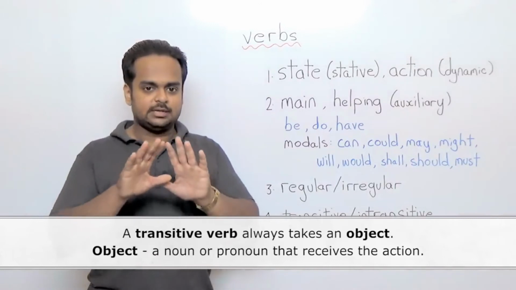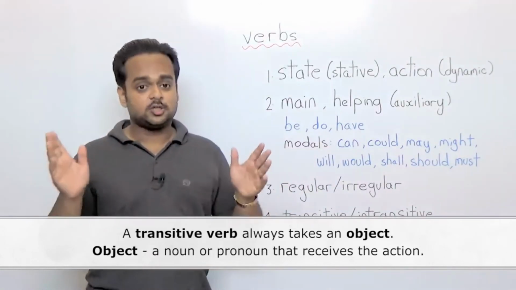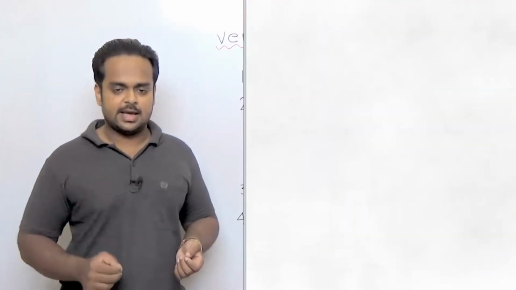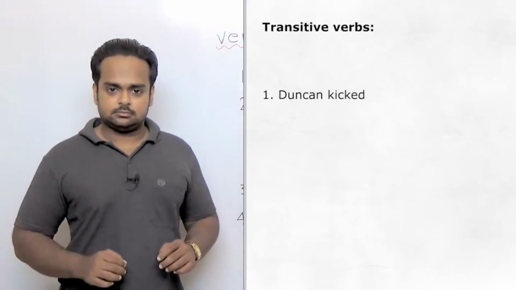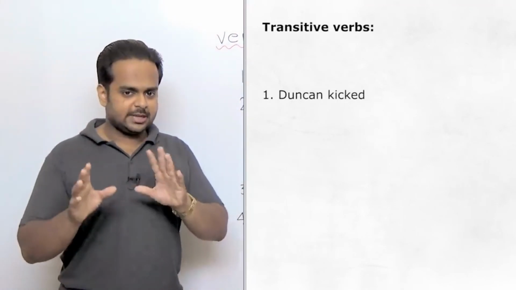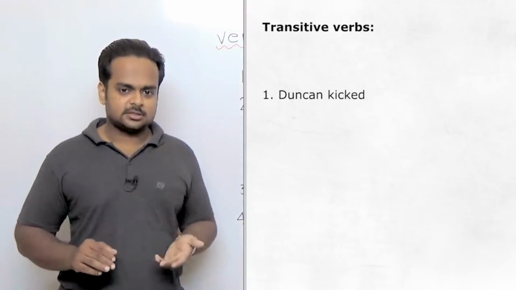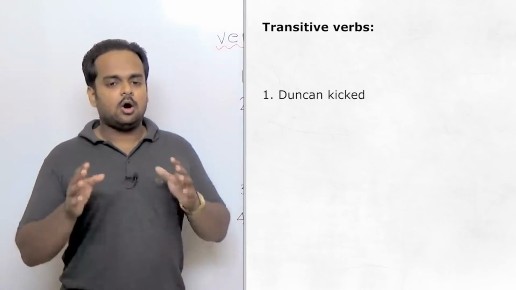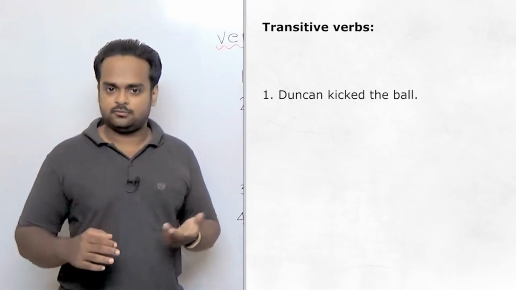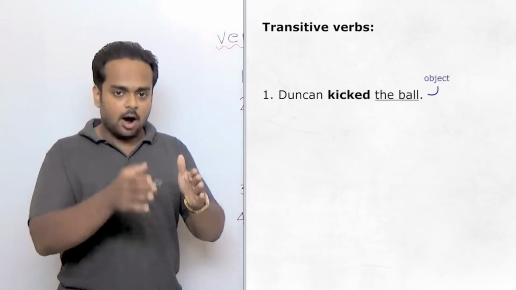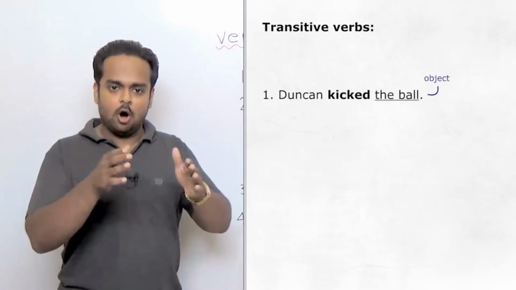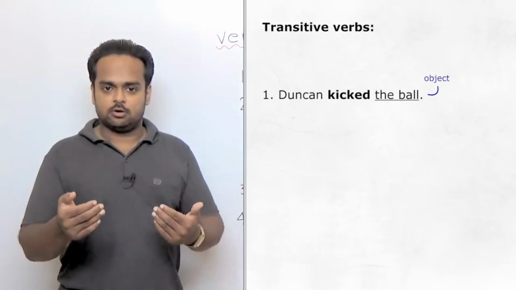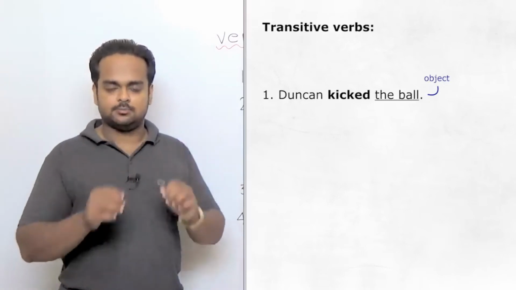Okay, I know you might be feeling really confused now. What does all this mean? So I'll show you a couple of examples to help you understand this concept. Now, if I said, "Duncan kicked," does that sound a little wrong? Because you might ask me, "Duncan kicked what?" And I would have to say something like, "Oh, sorry, Duncan kicked the ball," for example. The ball is the object of the verb kick because the ball receives the kick. And the verb kick is a transitive verb. It always needs an object.